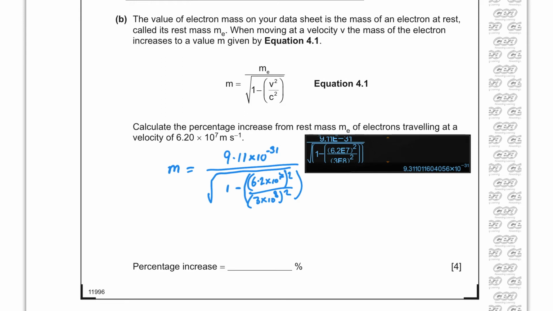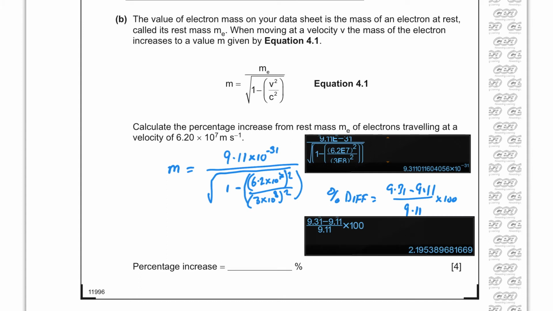So to get that as a percentage, we'd find the difference between the two values and put that over the correct value, or the rest mass value. Percentage difference then would be 9.31 minus 9.11 all over 9.11, and then multiply by 100. That lets us find the difference as a fraction of the actual value, and then multiplying by 100 turns it into a percentage. And for that we get this value of 2.2%.